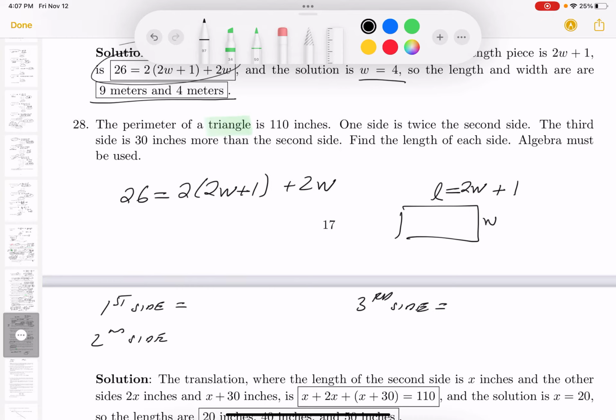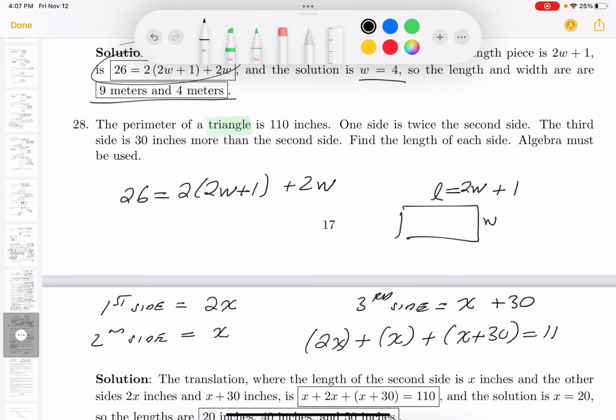So it says one side is twice the second. Well, the second side I'll just call X. It says the third side is 30 inches more than the second side. Well, the second side is X. Find the length of each side. Well, you have to add these sides together. So first side, 2X, plus the second side, which is X, plus the third side, which is X plus 30, has got to be 110. All right, then you solve for X. All right? I want to point out the equations are written over here for you.